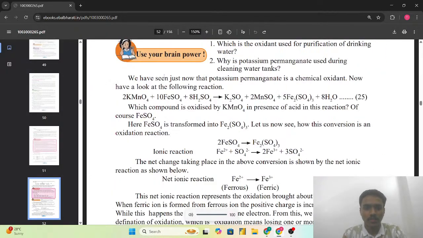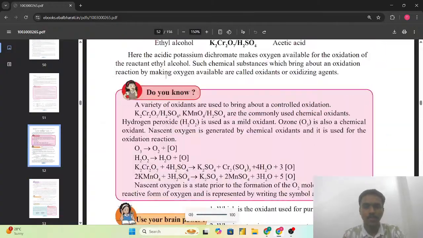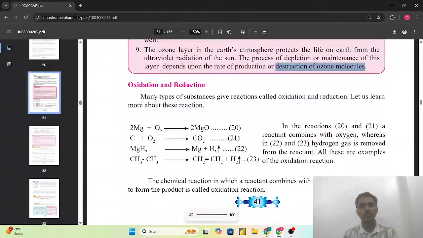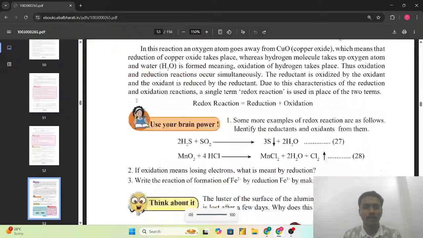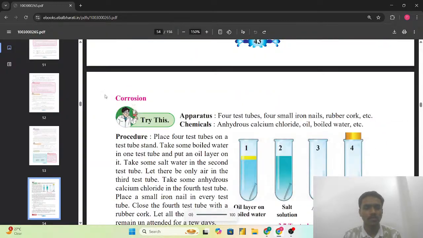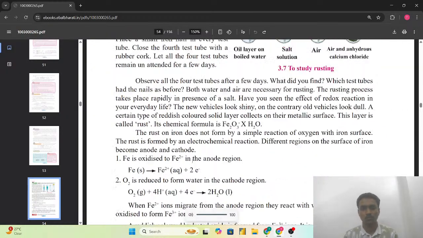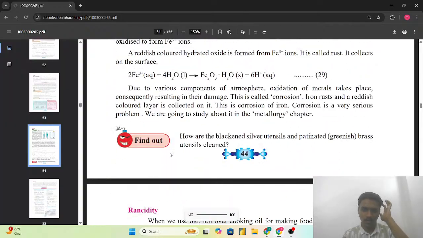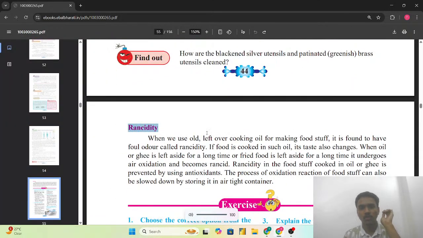Next we have the oxidation reduction reaction, which we will see in the next part. And we have one final concept, the concept of corrosion, that we will be seeing. And also one important concept, rancidity.